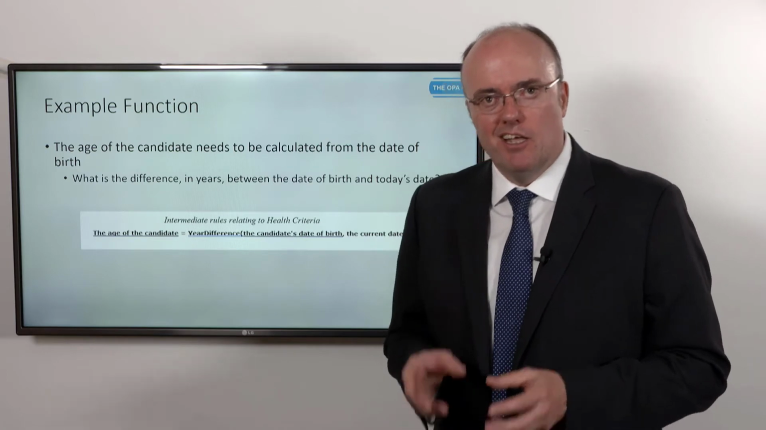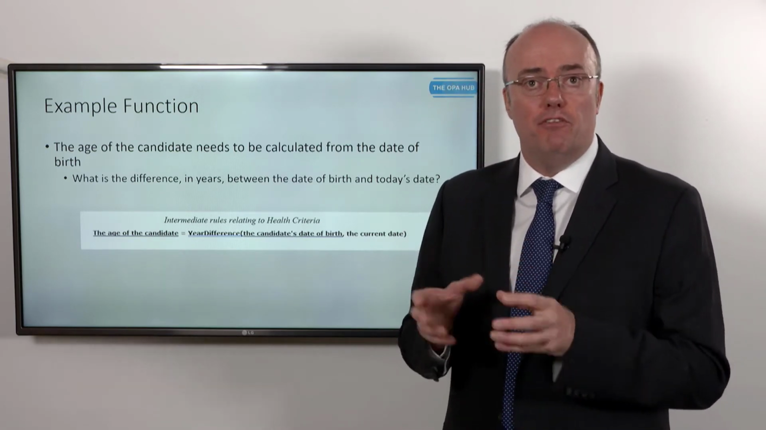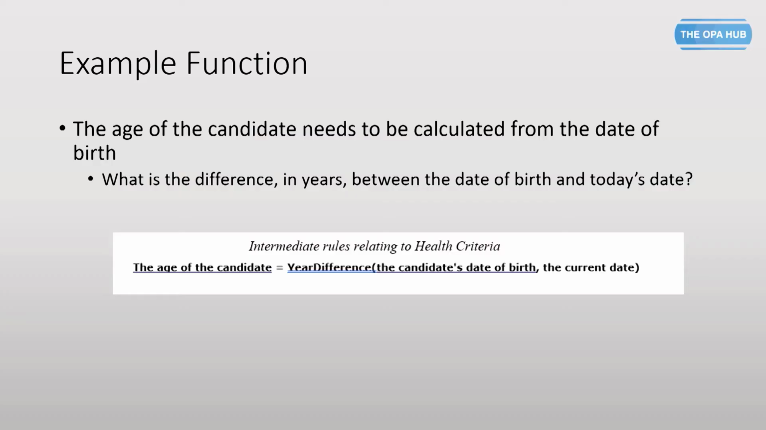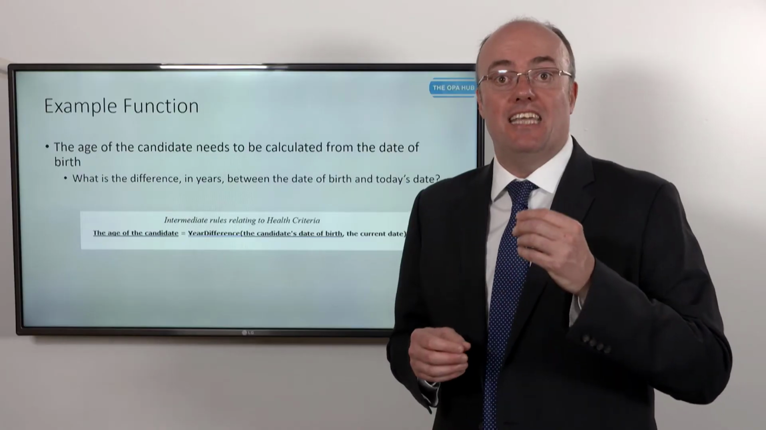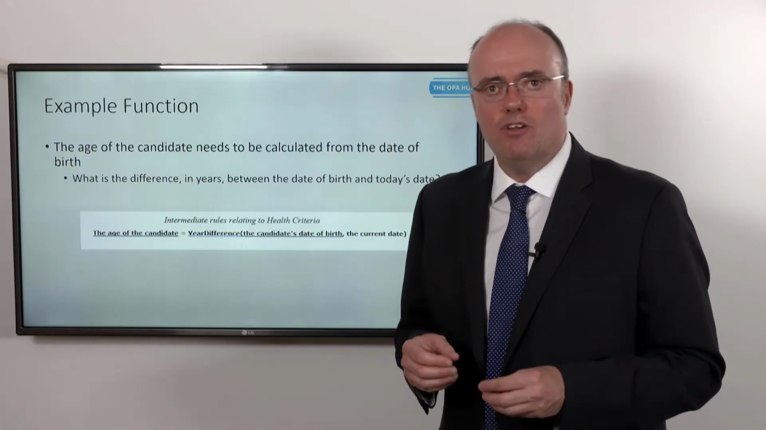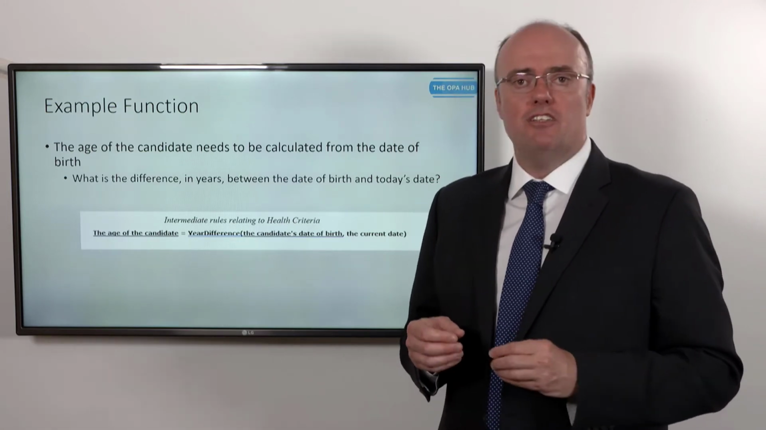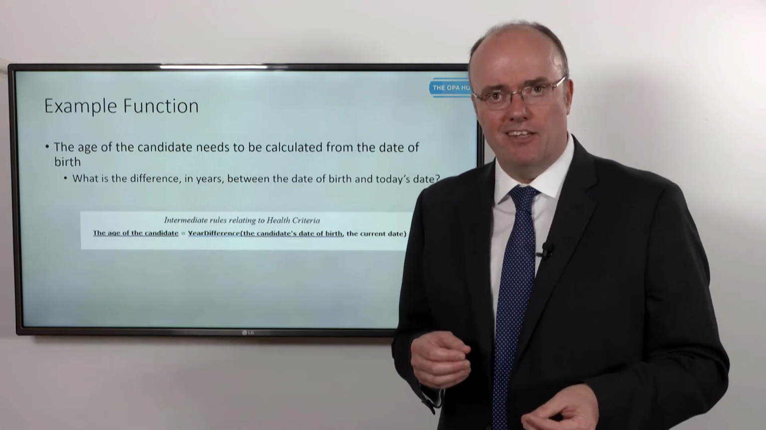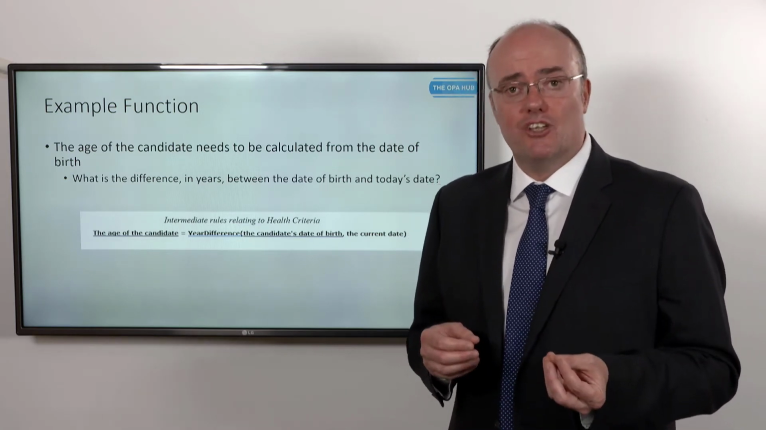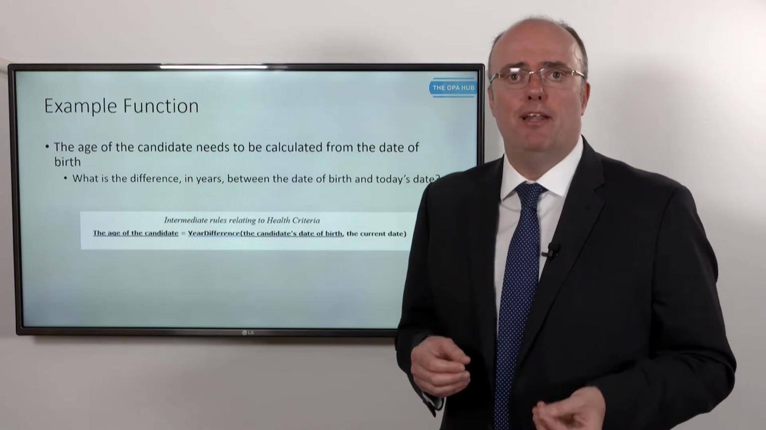Year difference. So year difference is actually the name of the function. And as you can probably guess, it means the difference in years between the candidate's date of birth and the current date. So now that we've seen how to build a function, we need to do two more things. First of all, we need to see a demo, which is coming up shortly, but we also need to introduce debugging. This is the first time that we've got a calculation on our hands. We're probably going to want to check that this actually works. So we need to get familiar with the debugger.